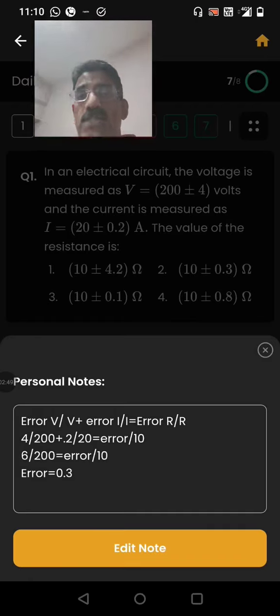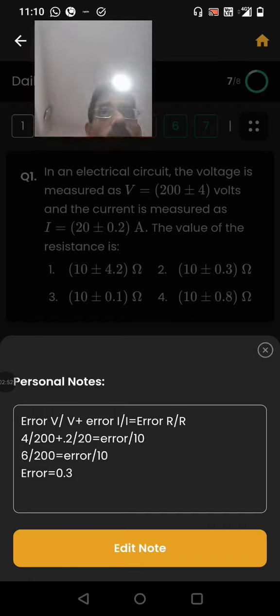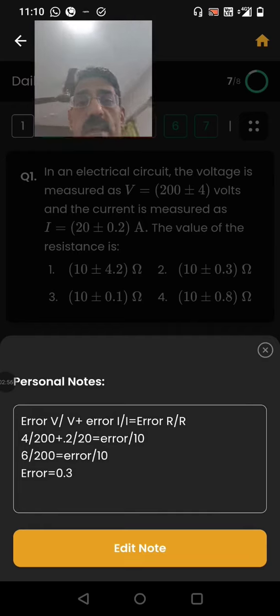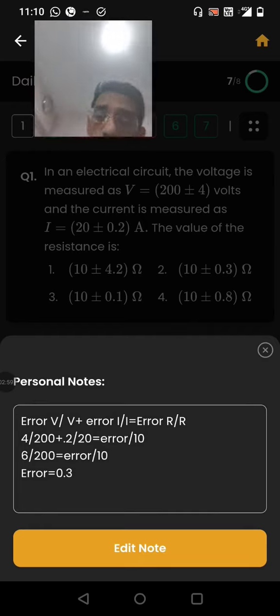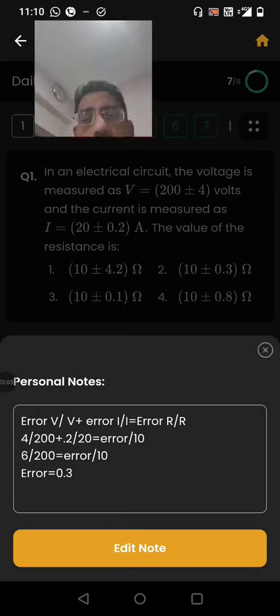So the error of V, you know, is 4 out of how much? 200, 4 out of 200, isn't it? So that is the error of V. And what is the error of I? 0.2 out of how much? Out of 20, 0.2 by 20. Correct? Adding these two, what do you get?